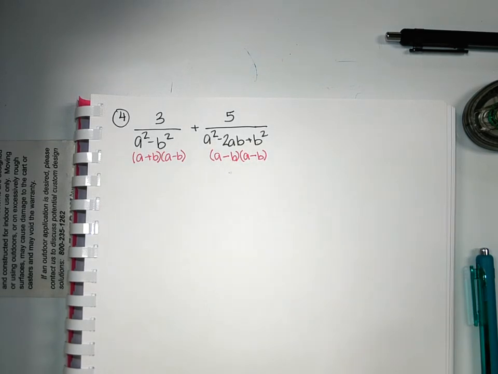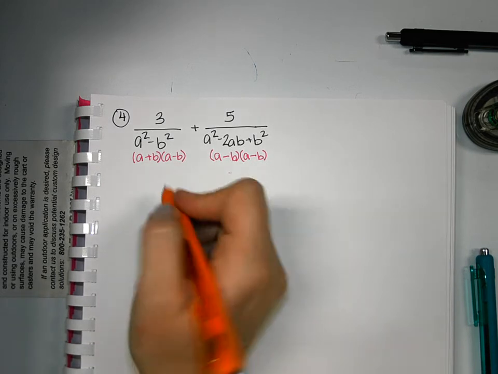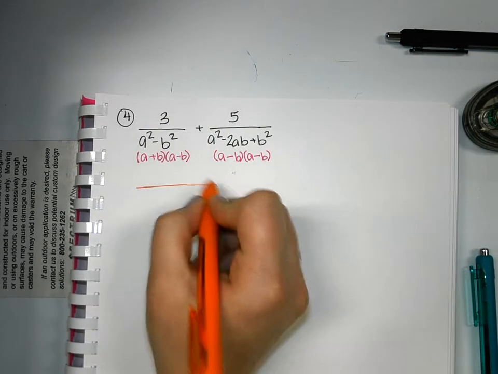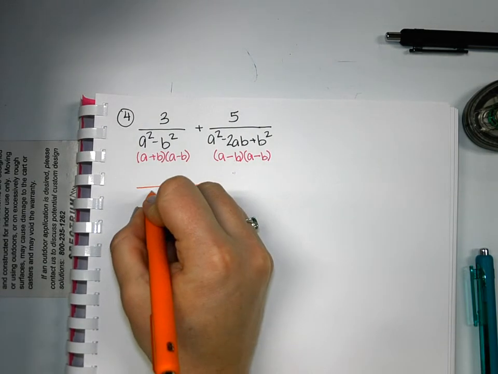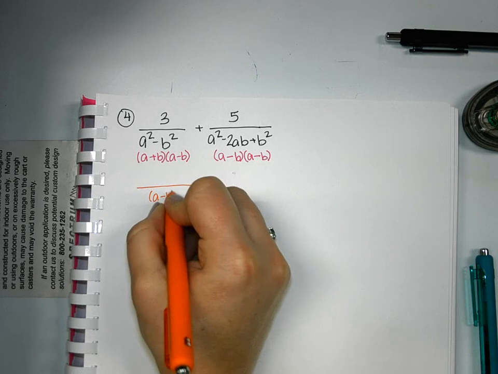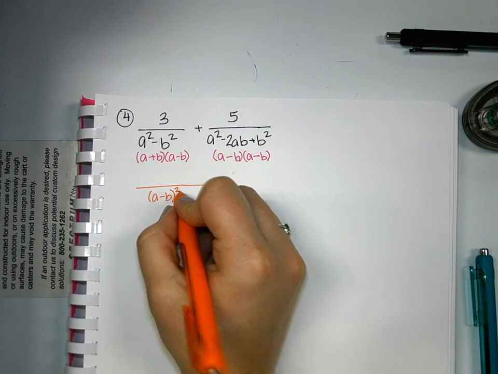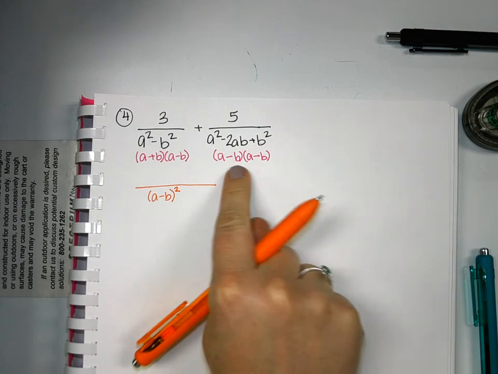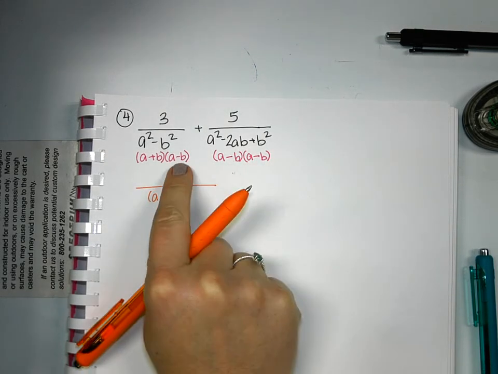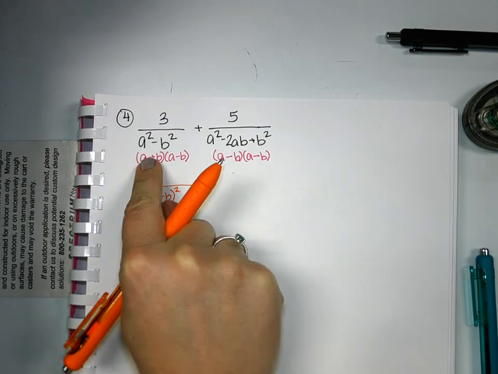So now I'm going to look to see what is my least common denominator. So they both already have an a minus b. This one actually has two a minus b's, so I have to account for both of them. So this has two a minus b's. This has one, which we already have, and it also has an a plus b.